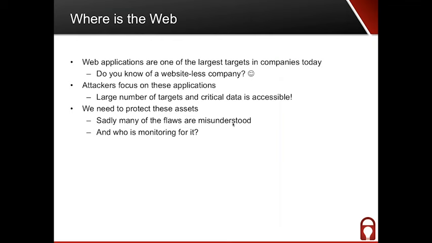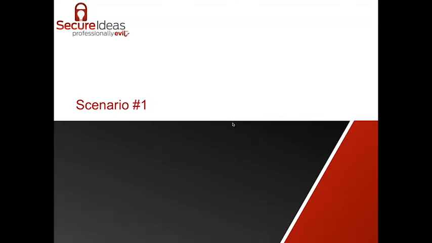The web is the same exact thing. I don't think we have to tell anybody on this webcast that the web is important, or that you have web applications. But we really need to think about how we're protecting it. We need to understand how the flaws work, what they are, and what we're looking for. Are you monitoring this kind of stuff? Are you looking for these flaws? Are you even testing? That's where we start to see problems.